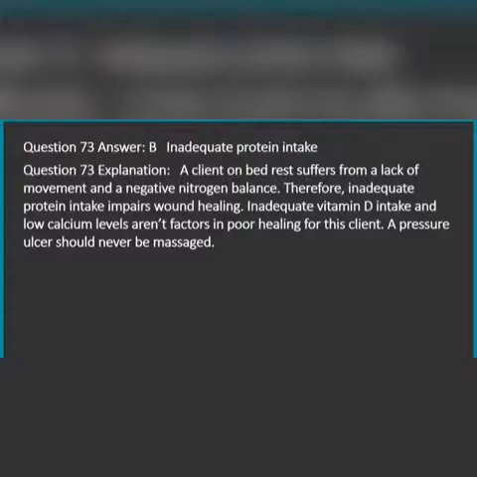A client on bed rest suffers from a lack of movement and a negative nitrogen balance. Therefore, inadequate protein intake impairs wound healing. Inadequate vitamin D intake and low calcium levels aren't factors in poor healing for this client. A pressure ulcer should never be massaged.